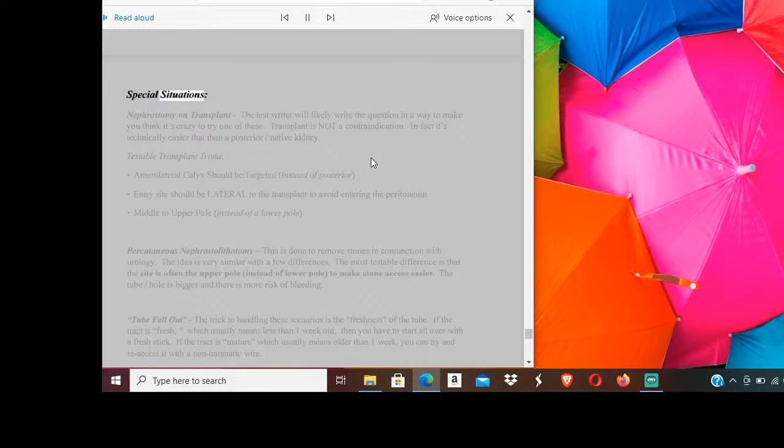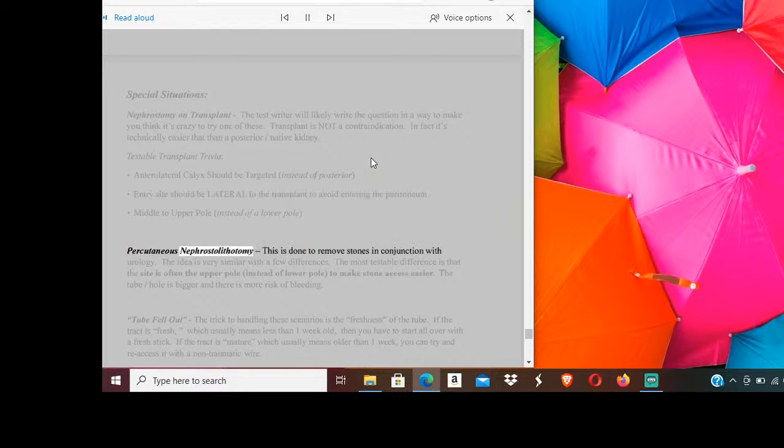Situations. Nephrostomy on transplant. The test writer will likely write the question in a way to make you think it's crazy to try one of these. Transplant is not a contraindication. In fact, it's technically easier than a posterior native kidney. Testable transplant trivia. Anterolateral calyx should be targeted instead of posterior. Entry site should be lateral to the transplant to avoid entering the peritoneum. Middle to upper pole instead of a lower pole.